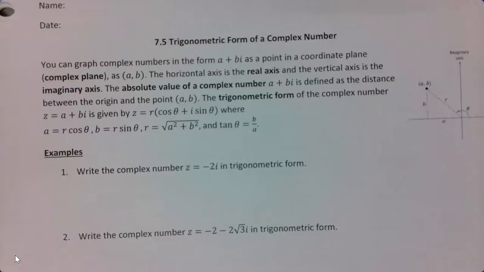Okay, so today we are talking about trig form of a complex number. My projector will turn on.